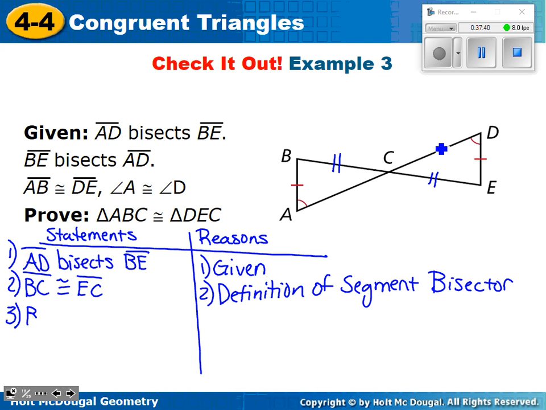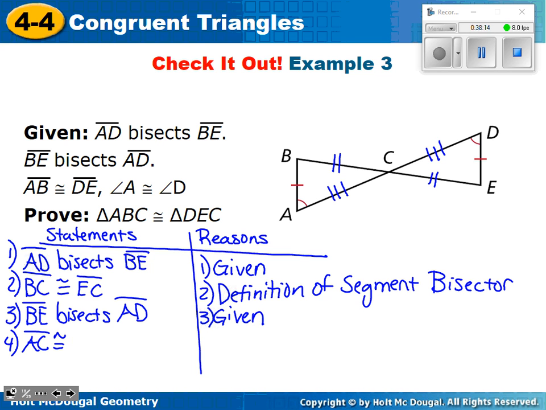Next given is that BE bisects AD. So now they just flipped it around. BE is doing the bisecting, and what's being bisected? AD. So what can we say? Good. AC is congruent to DC. And I forgot to list my reason given over here, so I'm going to list it real quick. Number 3 was given. So number 4 would be AC is congruent to DC.